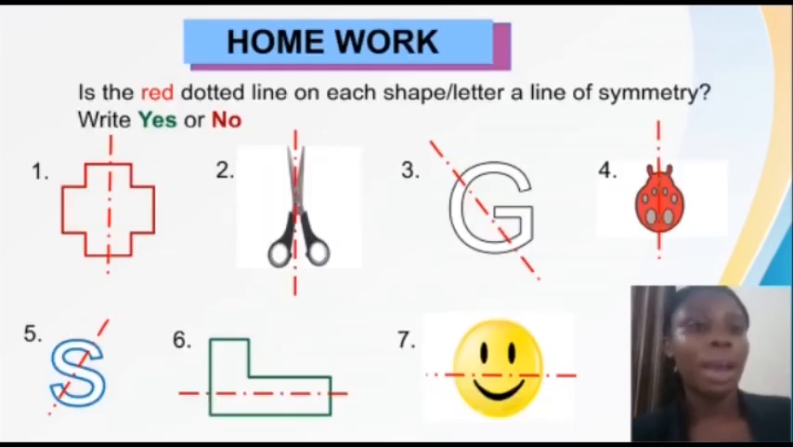And the next slide is our homework. The question goes like this: is the red dotted line on each shape or letter a line of symmetry? Find out. If you find that the red dotted line you see on question 1, for example, is a line of symmetry, you write yes. If it is not, you write no.